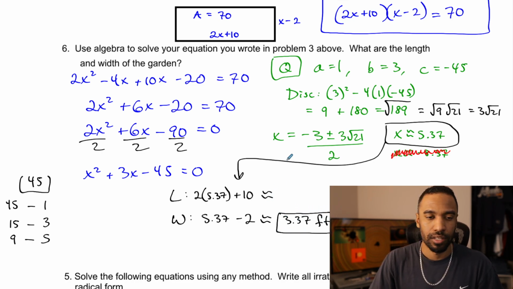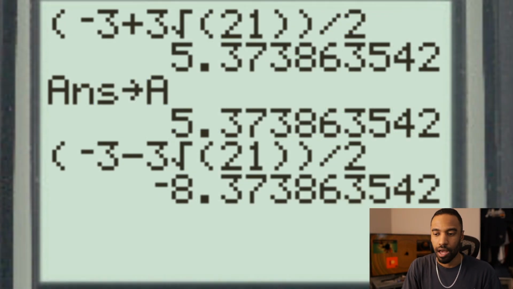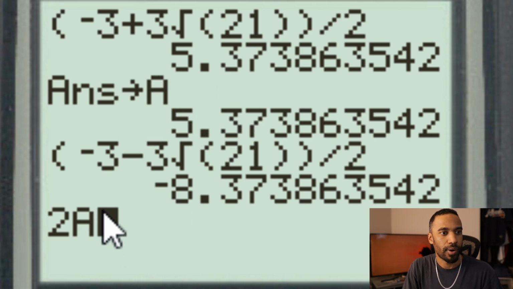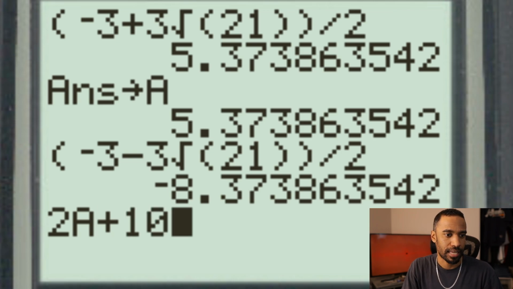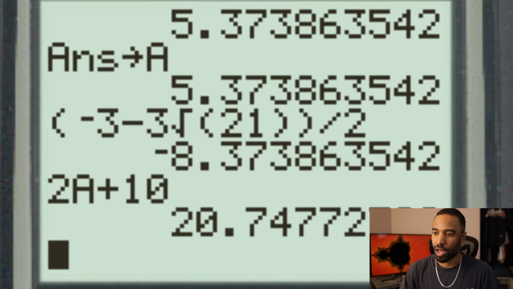And the length, let's do that in the calculator here. So when I go to the graphing calculator, I'll do 2 times 5.37. If you remember, I stored it as this A, because I'm not going to write exactly 5.37. I'm going to write this whole thing, and using A does that. So this is 2 times this number plus 10. And that's going to give me, I'm going to round it, about 20.75. Now, there are a lot of things I can show as to why I need it to be this precise. Let me start with this one.